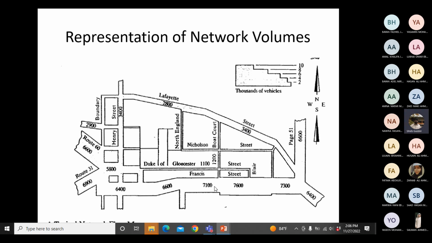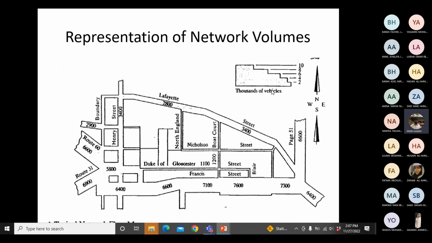So for example, if you take this, now this is what they're calling Francis Street. So normally, if it's the same street or the same road, the width is the same. But if you look at this road, this one is narrower than this one, not because of the actual dimension, it is because of the volume. So this one has more volume, so they made it wider. This one has less volume, they made it narrower. This one has even less volume, so it is even narrower.